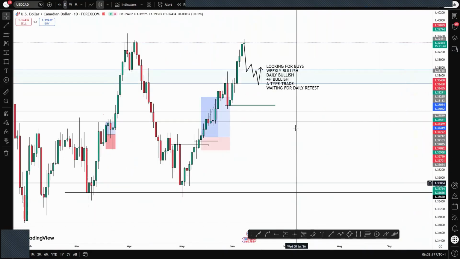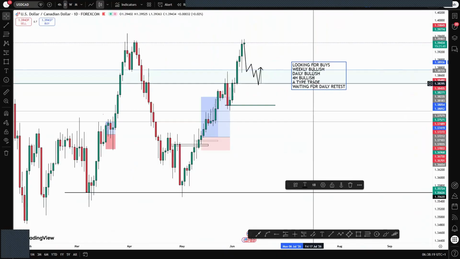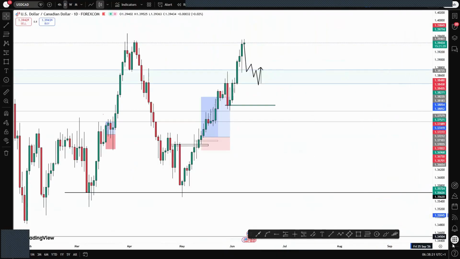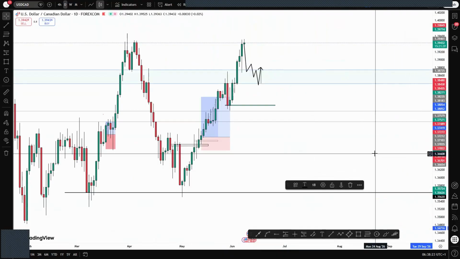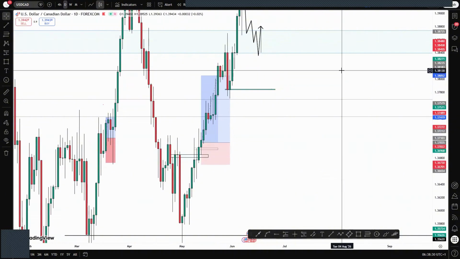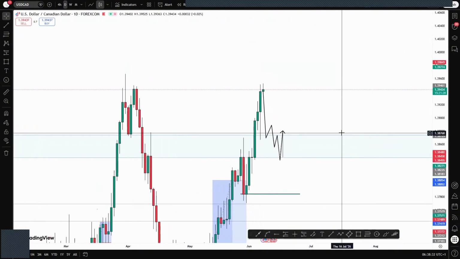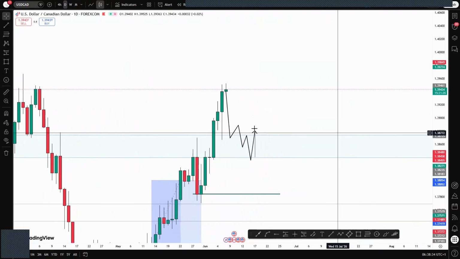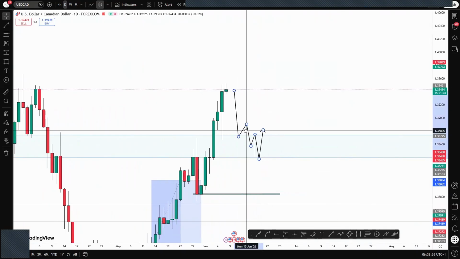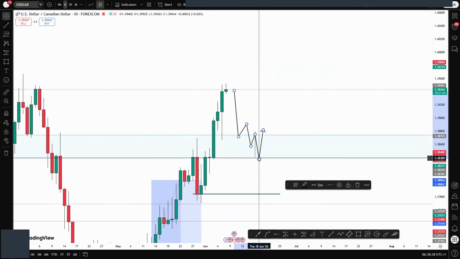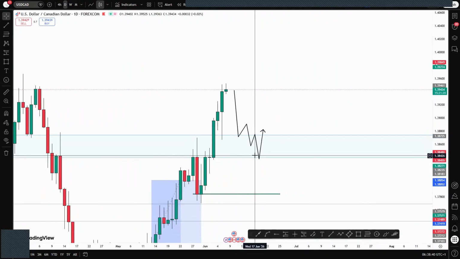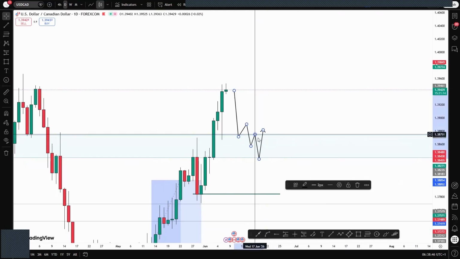This is USD card. We already know what we're looking for. So we are just waiting for a daily retest at this point here. That's the only thing we need, and a shift at this point.